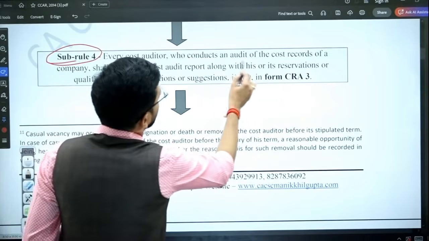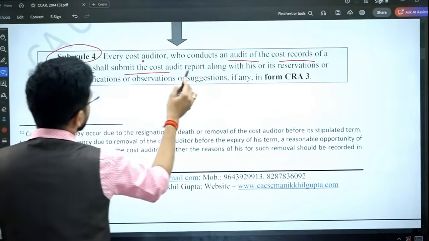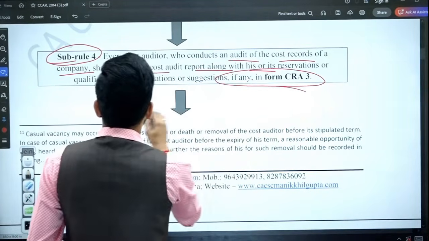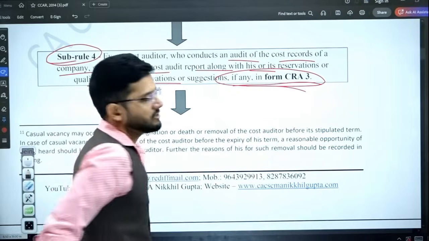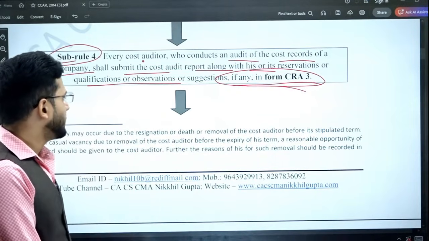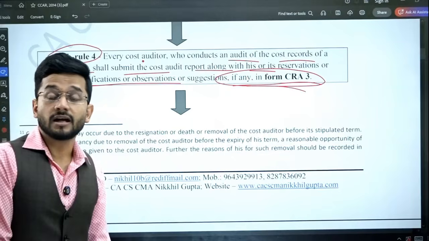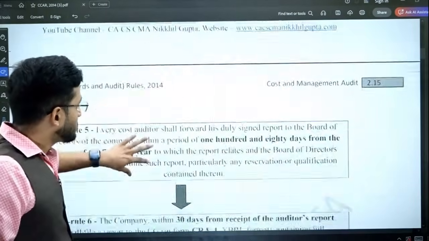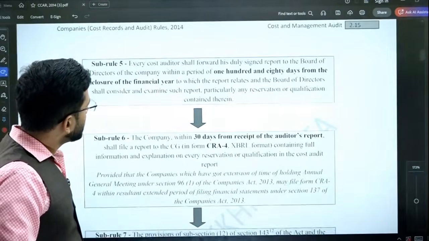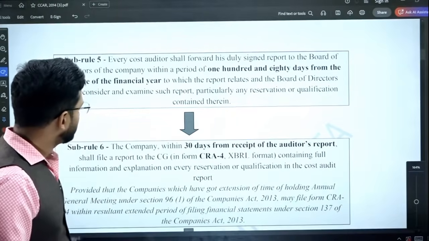Sub-rule 4. Every cost auditor who conducts an audit of cost records of a company shall submit the cost audit report within 180 days along with his qualifications in form CRA 3. So 180 days is given, and within 180 days the auditor has to submit his cost audit report, 180 days from the end of the financial year. He has to submit his audit report to the company.